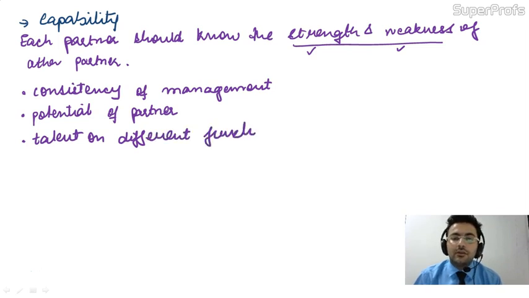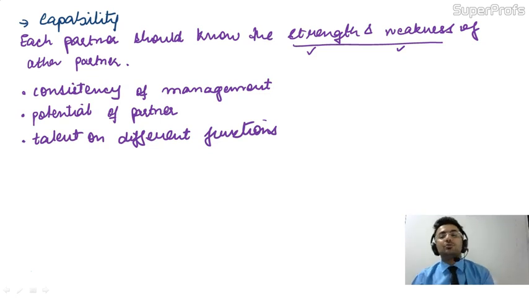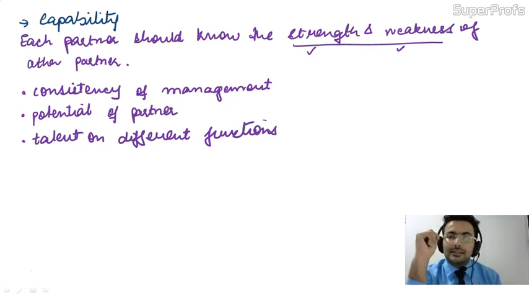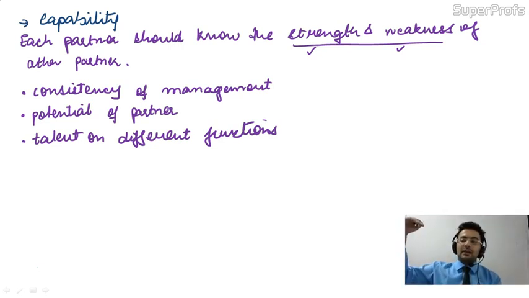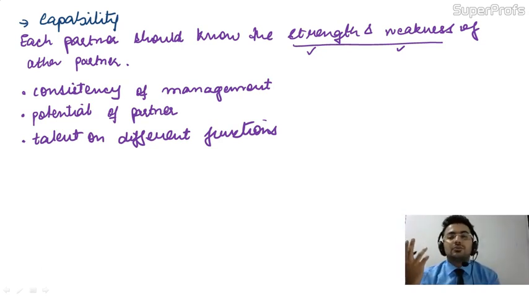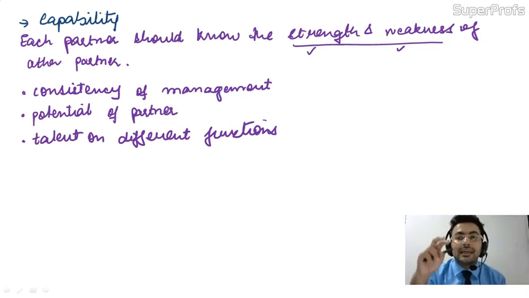Talent on different functions. How can that be done? Let us suppose a company was operating only in the leather textiles business, with no other business. If the government policy suddenly changes for leather textiles, that company's graph is straightaway going to fall. That is just because of lack of diversification and lack of talent in different functions.